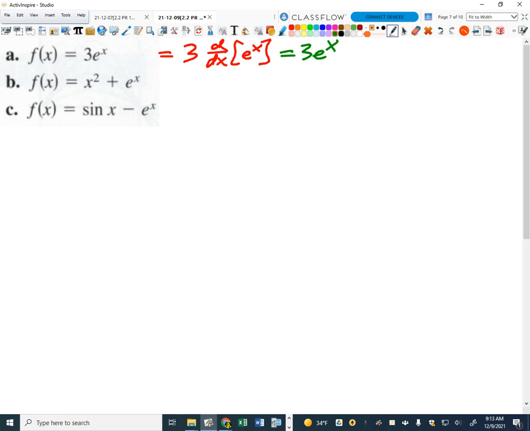Okay, what about part B? Nora, what are we going to get for part B here? It's a sum, so I can just differentiate term by term, right? I can just deal with each one of these separately. So what's the derivative of x squared? Say it again. 2x, good. And then derivative of e to the x? There you go. 2x plus e to the x. Okay. How about the bottom one? Let's see. Ashton. Cosine x minus x. There you go.